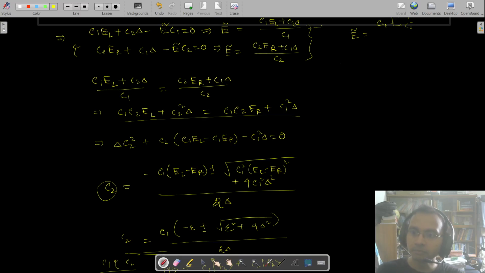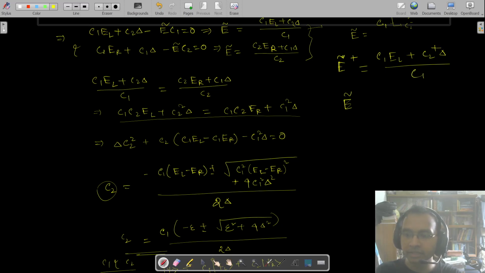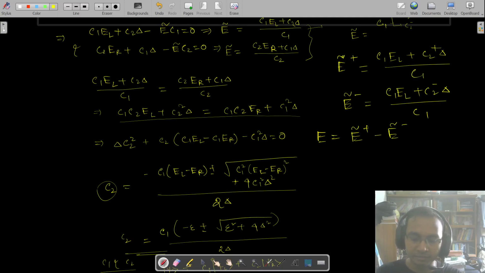Right. So E tilde associated with the plus value is basically C1 EL plus C2 plus delta by C1. Then we have E tilde minus, C1 EL plus C2 minus delta by C1. And E then is given by E tilde plus minus E tilde minus. And if we do that, plug that in.